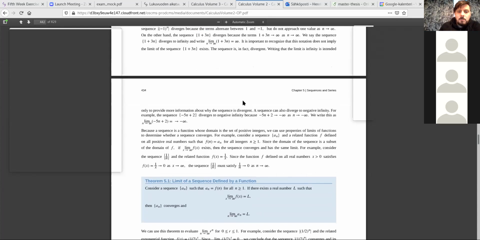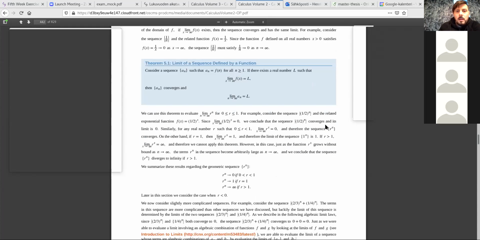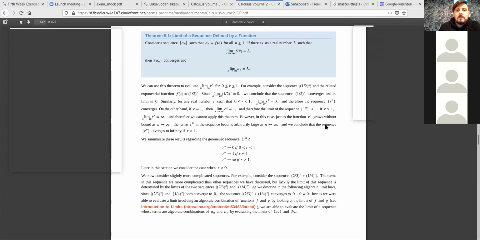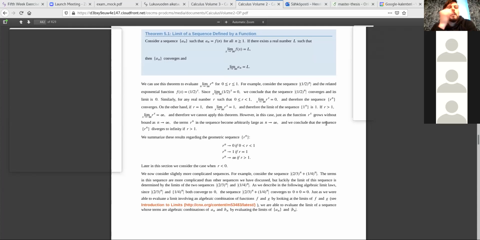So this is a powerful concept. When we defined a function's limit, there is a connection: if f of x has the limit L when x approaches infinity, and a_n is f of n, then the limit of a_n as n approaches infinity is L. The converse is not necessarily true.